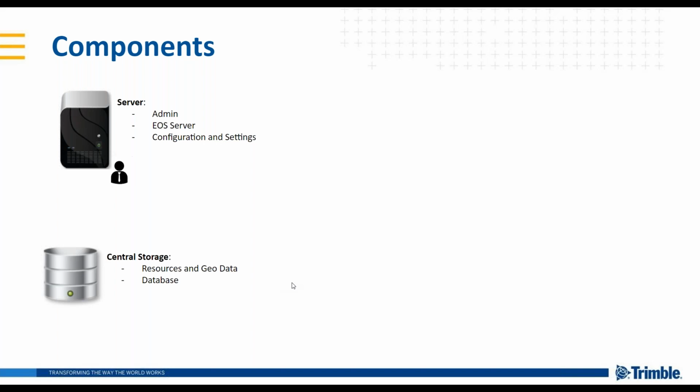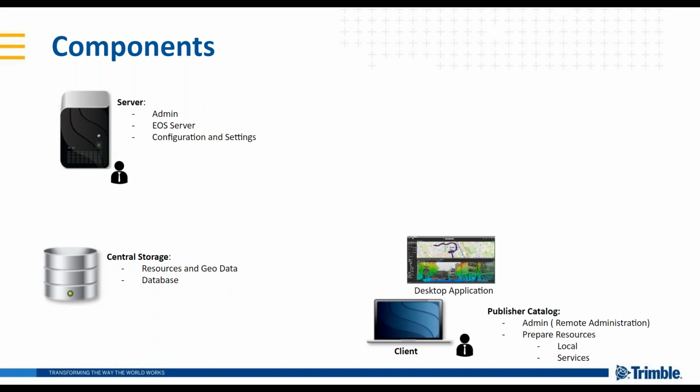The second one is the central storage. As we all know, the volume of mobile mapping data is quite huge, so we need a central storage to save and manage the resources and the geodata, maybe the base data as well. As a client, the admin user can use the desktop application, which we call the TMX Publisher Catalog, to remotely access the central storage to prepare the resources, including the local resources and the online web services as well.